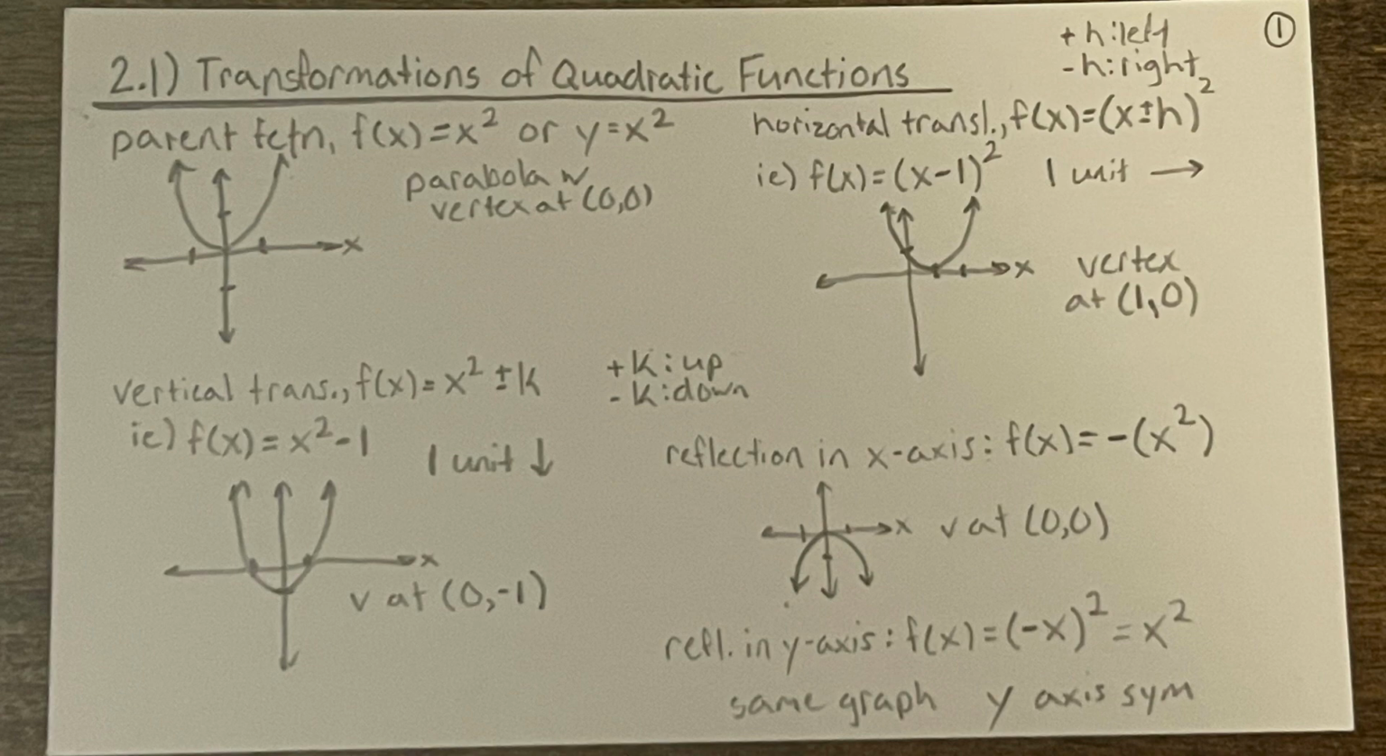To translate this parent function horizontally, add or subtract h from x, or replace x with x plus or minus h: plus h to move left, minus h to move right. For example, f(x) = (x - 1)² has a graph of the parent function shifted right 1 unit.